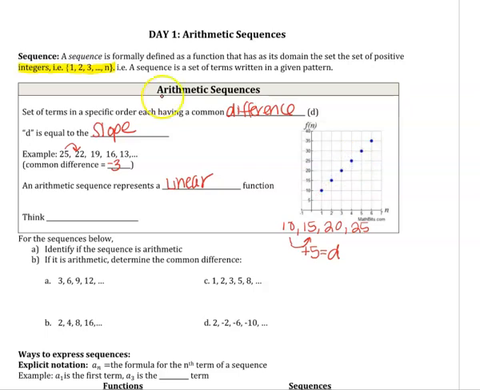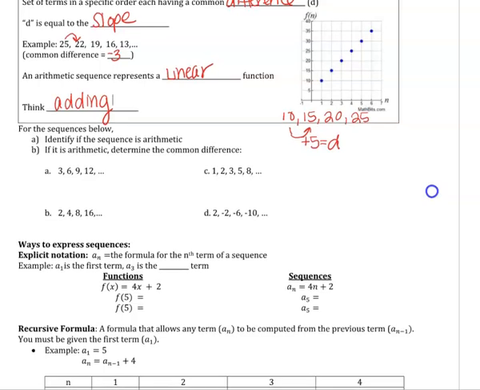And when I say arithmetic, another word that begins with A is adding. So think adding the same thing over and over again. So for the sequences below, we're going to define the sequence as arithmetic. If it is arithmetic, we will talk about the common difference. So take a moment, think about it. Now might be a good time to even pause the video.